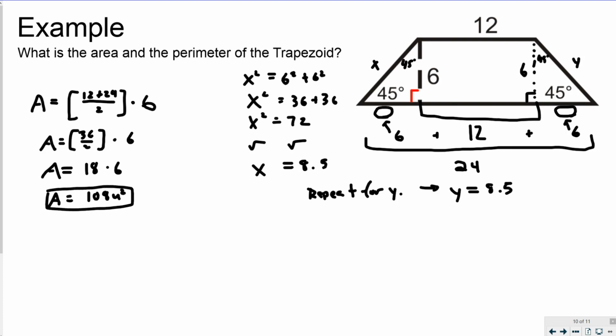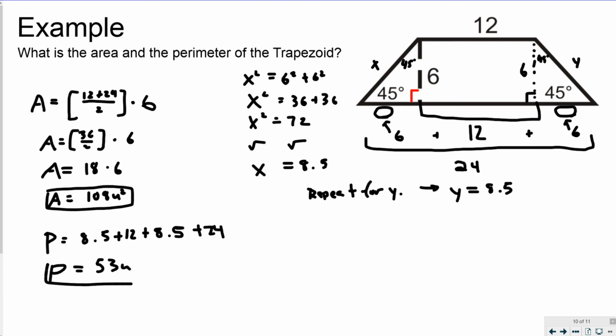And to calculate the perimeter here, the perimeter is just going to be all the sides added together. So I have an 8.5 side, I have a 12 side, I have another 8.5 side, and then I have the bottom base of 24. So the perimeter is going to be equal to 8.5 plus 12 is 20.5, plus another 8.5 is going to be 29. 29 plus 24 is going to give me a total of 53. So 53 units.